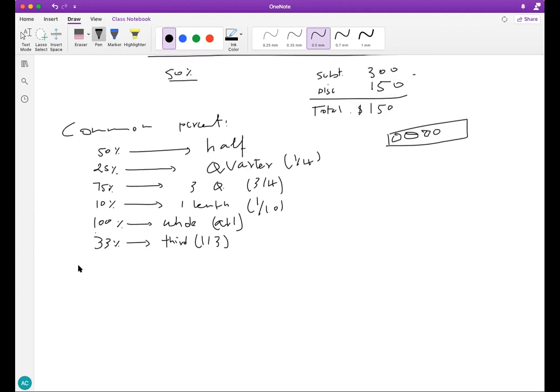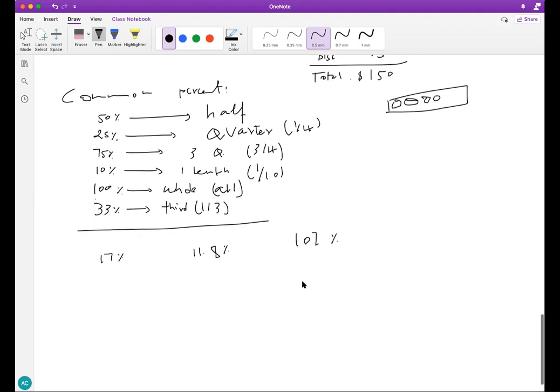But sometimes they're not always this simple. They're not always this convenient. The percent is going to be like 17%. What is 17% of something? Or 11.8% of something? Or 107% of something? That's why we need a formula for this. We need a formula, just like we did earlier with the ratios and cross multiplication. We need a reliable formula that we can use regardless of how convenient or how complex the percent might look.